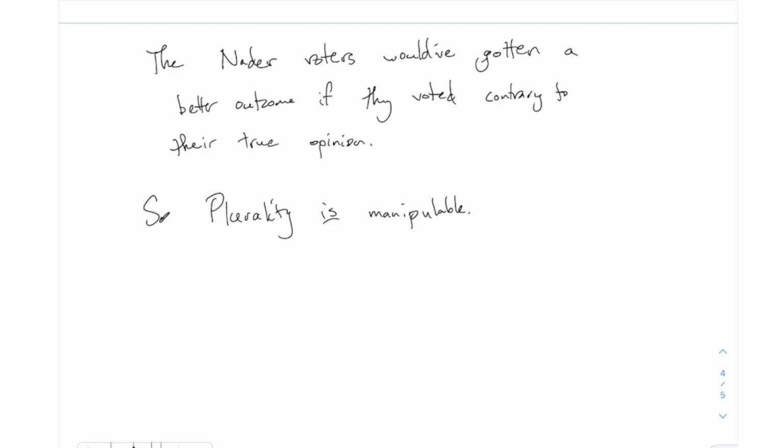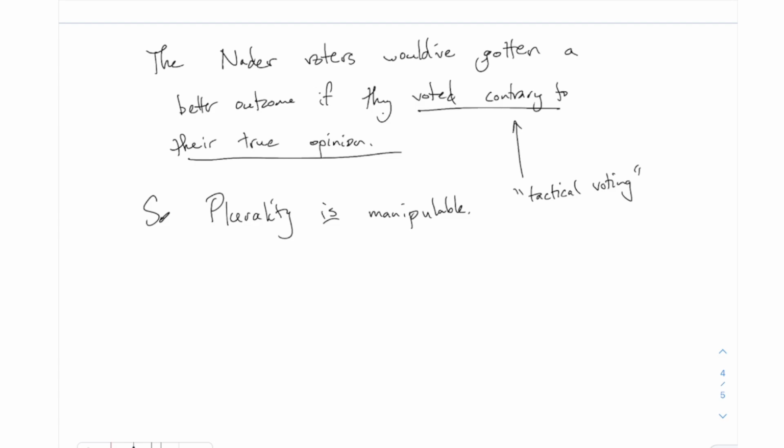All right? This sort of voting contrary to their true opinion is called tactical voting. In a manipulable system, the voters are not always going to vote the way they truly feel. They're going to vote tactically. That is, they think about not only what do I really feel, but who's going to win and how can I influence the winner, all right?